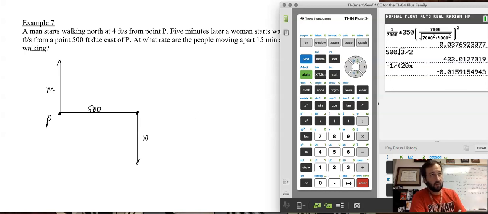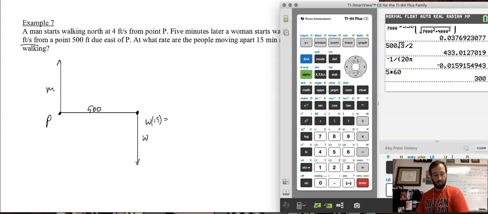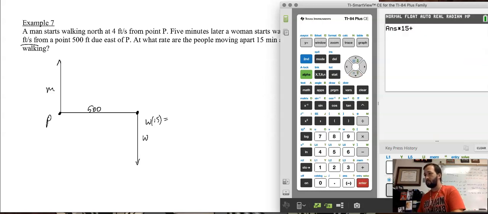So 15 minutes after the woman starts walking means that her distance, the woman at 15, would be, let's see, she's walking 5 feet every second. So 5 feet every second would mean she walks 300 feet per minute. She's walking for 15 minutes. Whoop, got the plus sign. So she walks 4,500 feet in that 15 minutes.